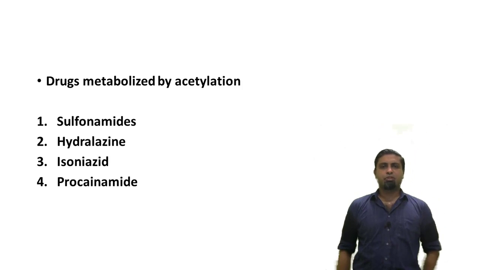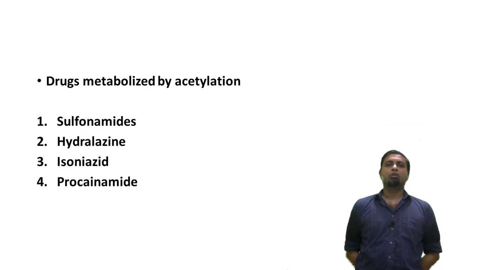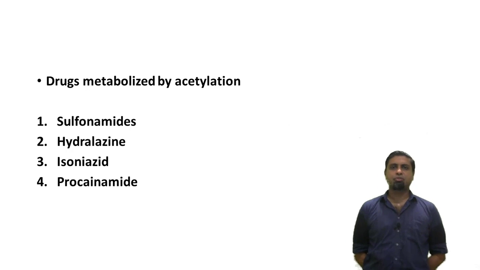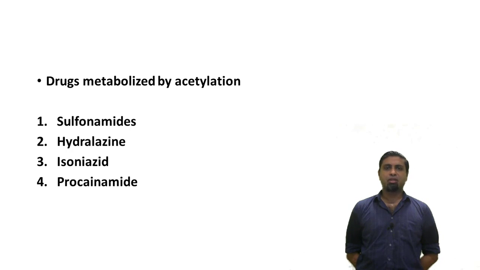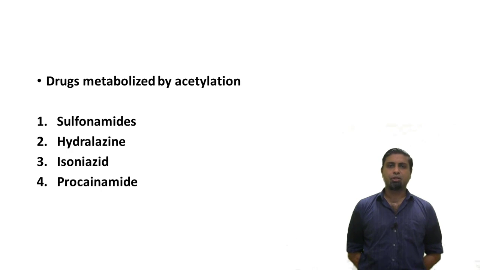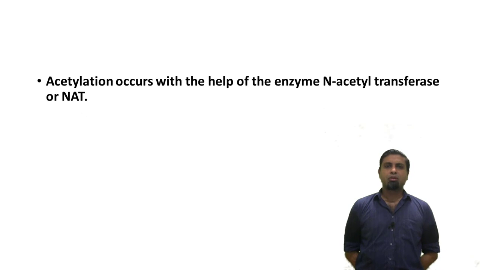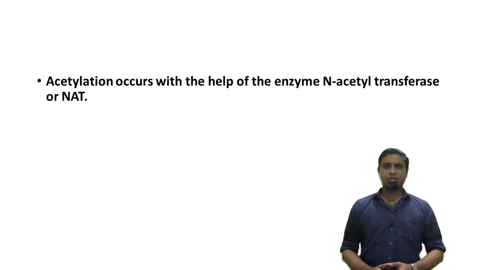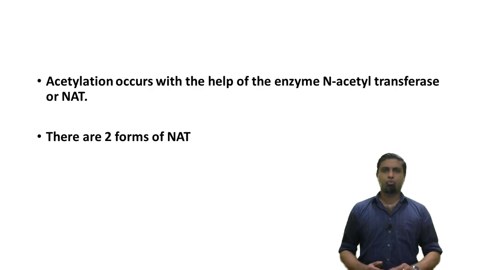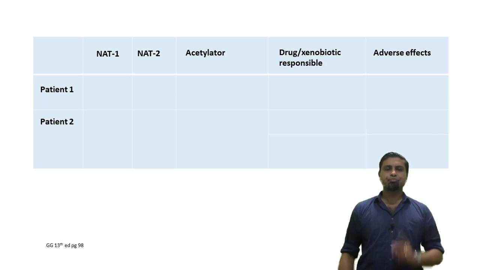Right. Finally, we come to acetylation. The drugs metabolized by acetylation include sulfonamides, which are antibiotics, hydralazine, which is a vasodilator, isoniazid, a drug used in the treatment of tuberculosis, and procainamide, which is an antiarrhythmic drug. As discussed earlier, acetylation occurs with the help of N-acetyltransferase, of which there are two isoforms, NAT1 and NAT2.